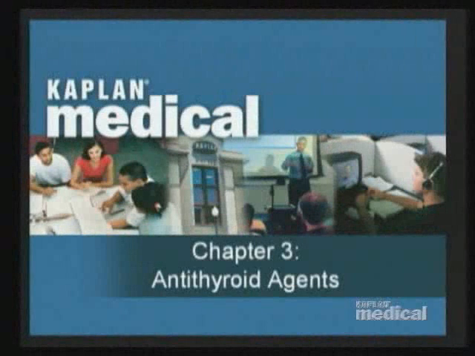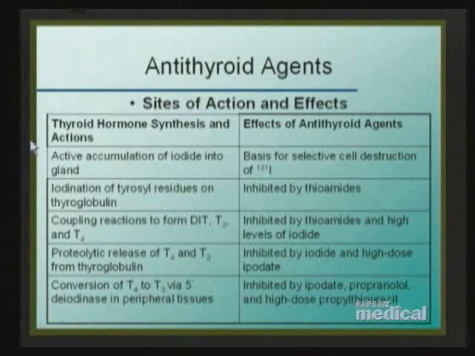In our third chapter of the endocrine section, we'll look at drugs used in hyperthyroidism. If we had hypo, we'd use literally the thyroid hormones themselves, so only anti-thyroid agents will be considered. In the table sites of action and effect, we on the left remind you of thyroid hormone synthesis and actions, and on the right show you the effects of anti-thyroid agents.